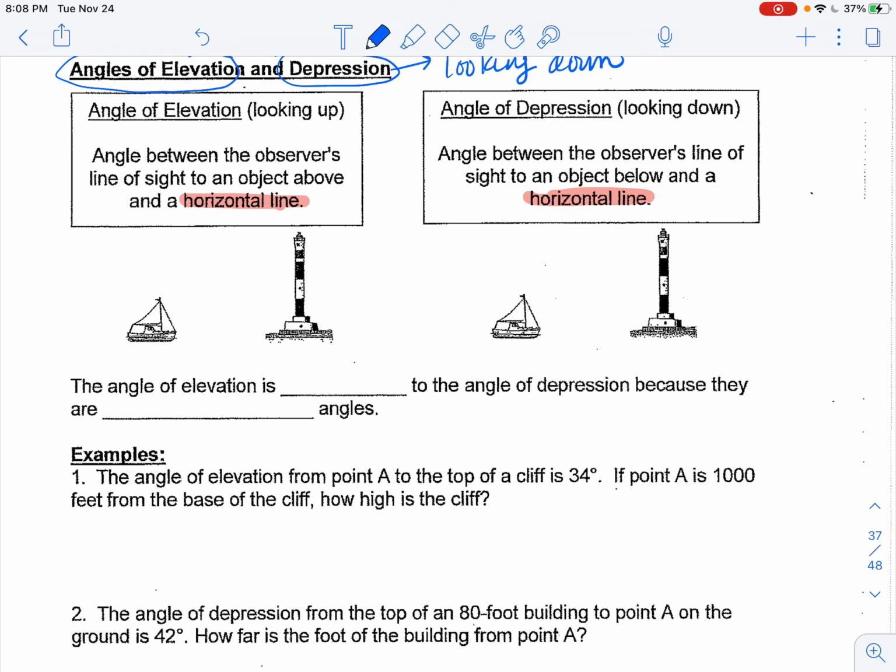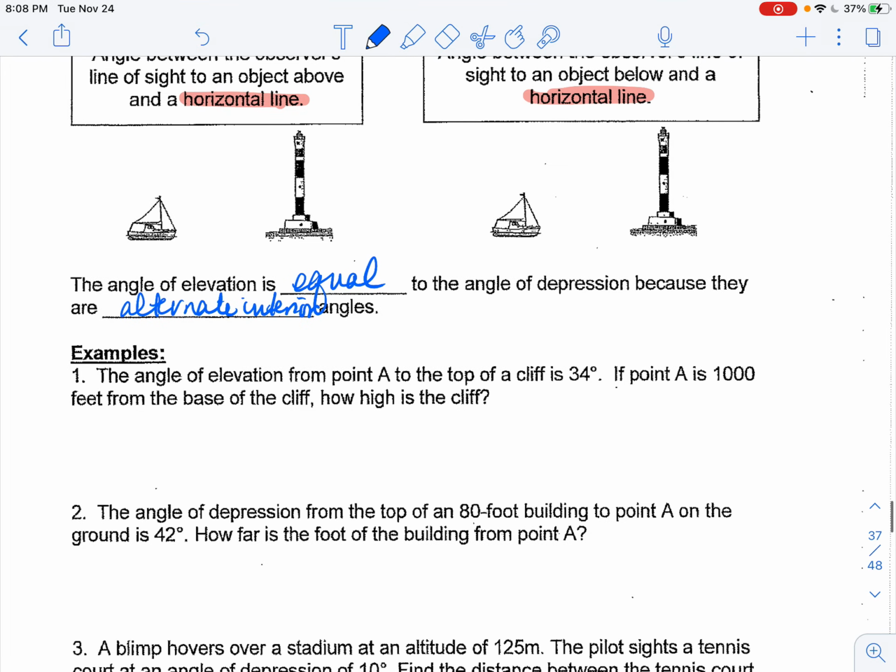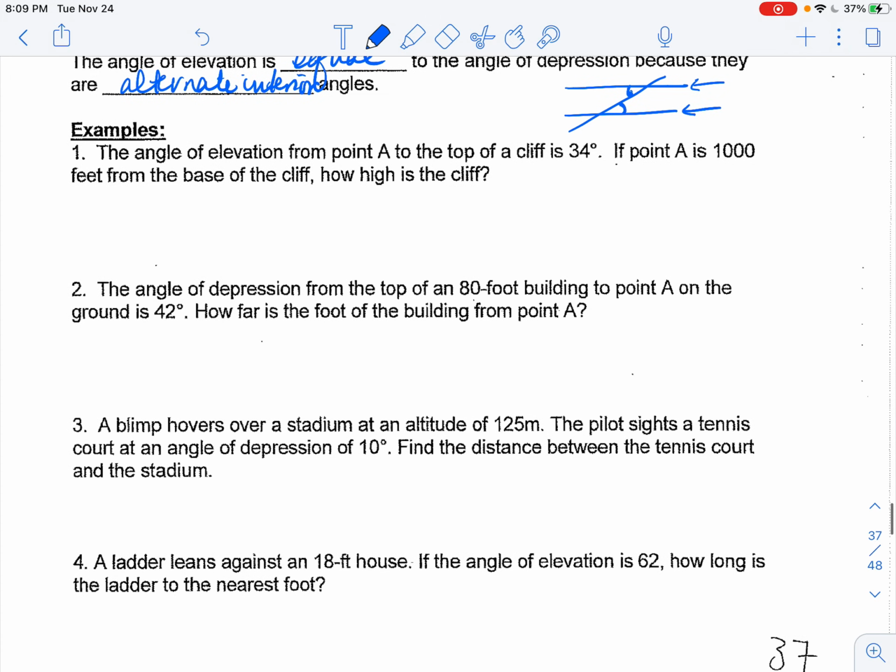So the angle of elevation is equal to the angle of depression because they are alternate interior. When you have parallel lines cut by a transversal, these will be congruent. So depending on if you're looking up, this would be your angle of elevation. If you are looking down, this would be your angle of depression. This would be your horizontal line where you're looking down, or your horizontal line when you're looking up. Let's work through some examples.